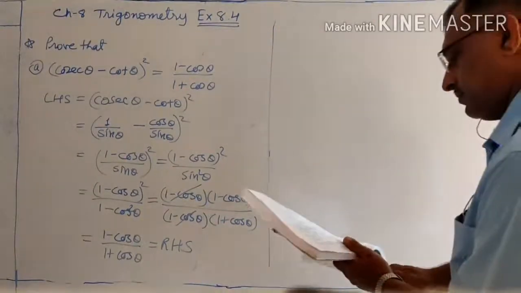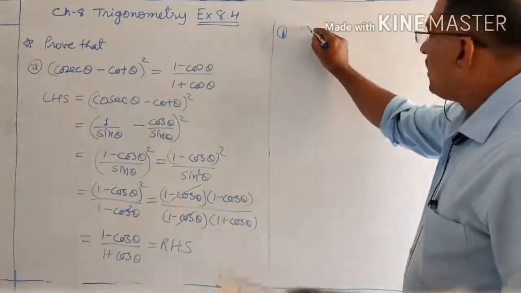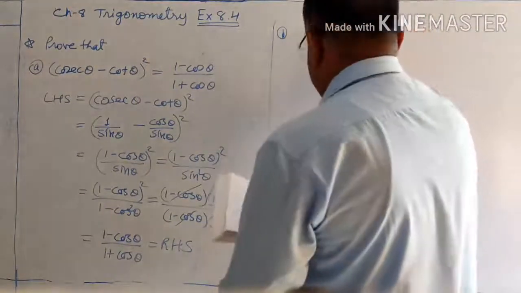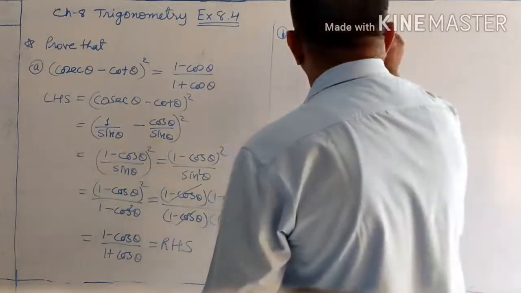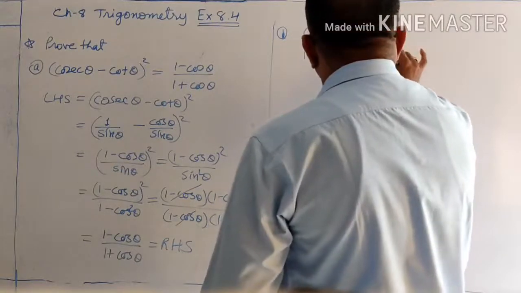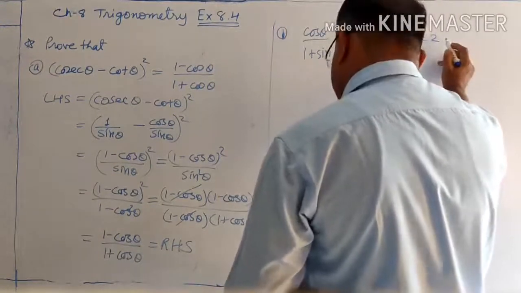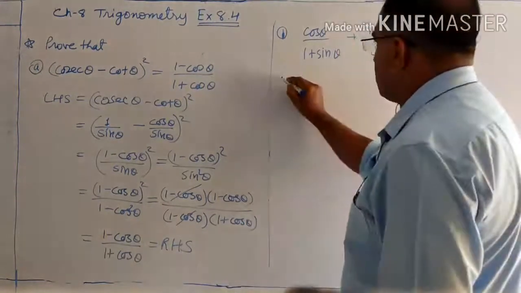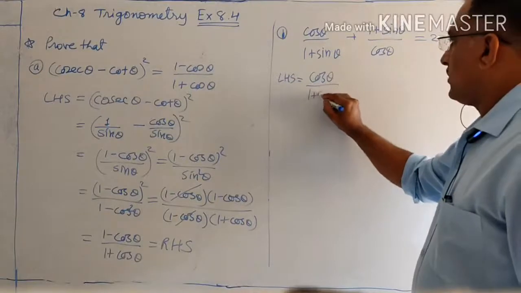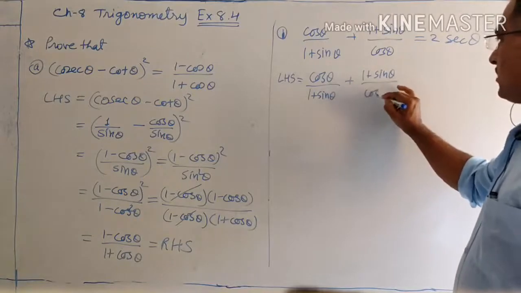Here the question is cos theta upon 1 plus sin theta plus 1 plus sin theta all divided by cos theta, and we have to prove that it is equal to 2 times sec theta. So here left hand side is equal to cos theta upon 1 plus sin theta plus 1 plus sin theta upon cos theta.